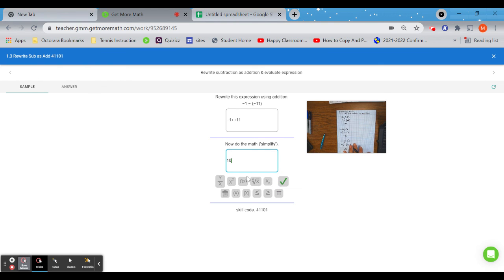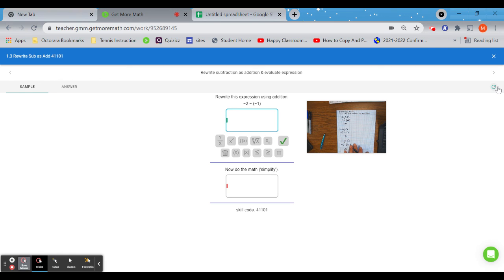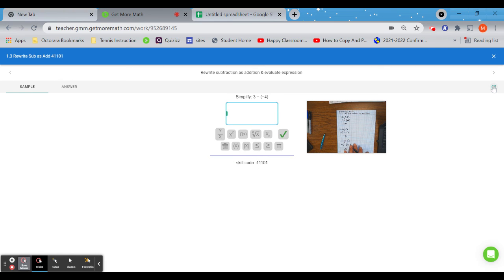Okay, those are the three types of scenarios you will get here for rewriting subtraction as addition.